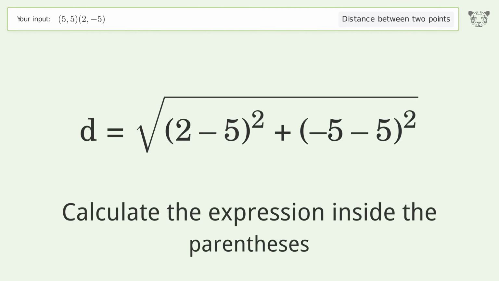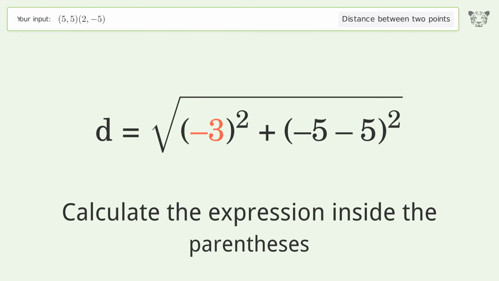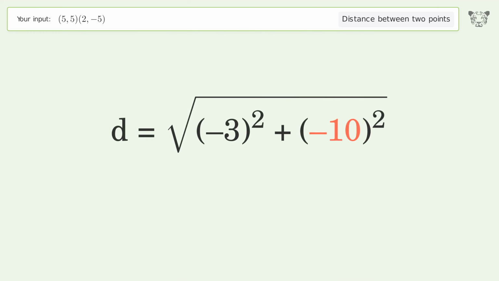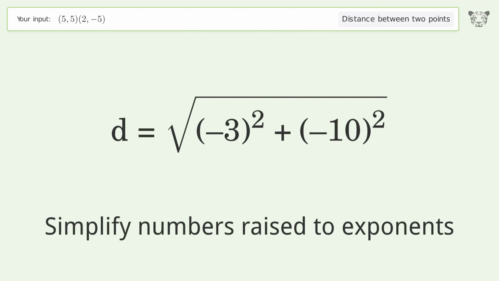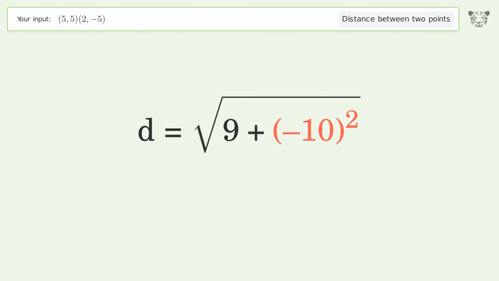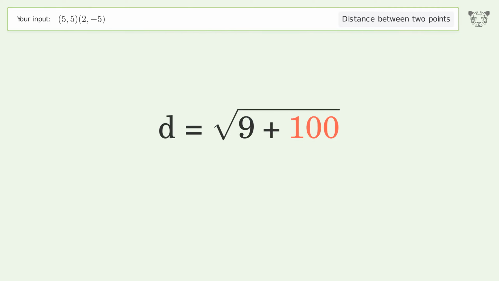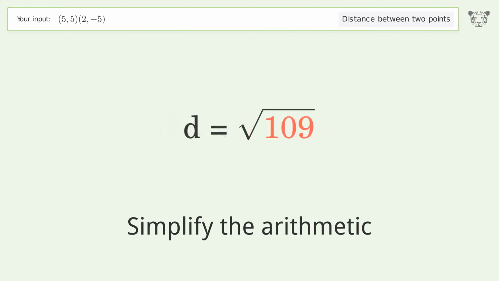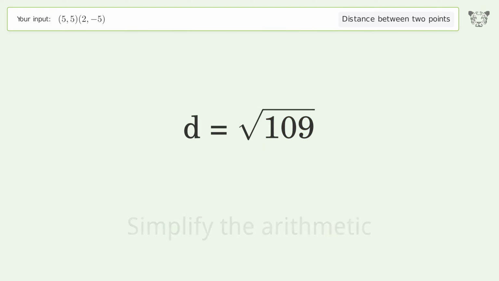Calculate the expression inside the parentheses. Simplify numbers raised to exponents. Simplify the arithmetic. And so the distance between the 2 points is the square root of 109, or 10.44.